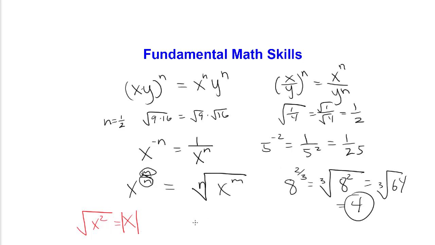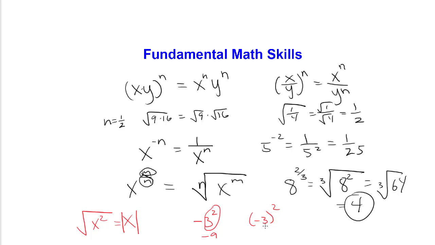Another issue is, what if I have minus 3 squared and minus 3 squared? What do they evaluate to? Minus 3 squared, PEMDAS says do your exponents first. So I get 9, and then I apply the negative. So the answer here is negative 9.